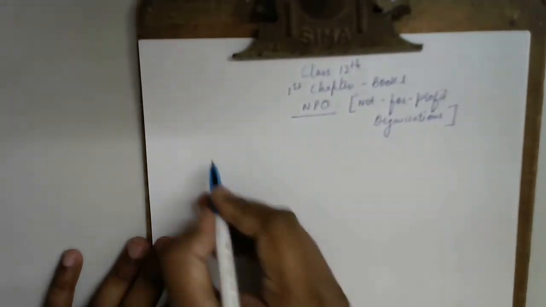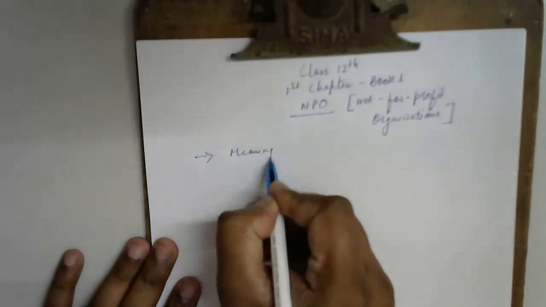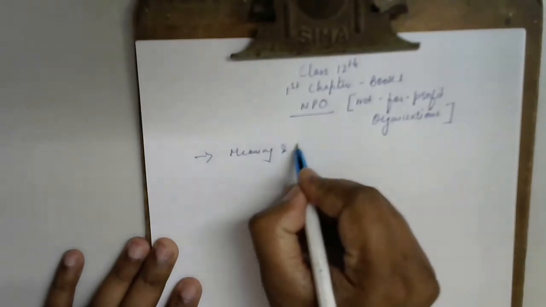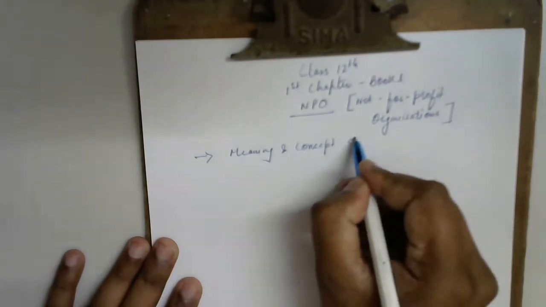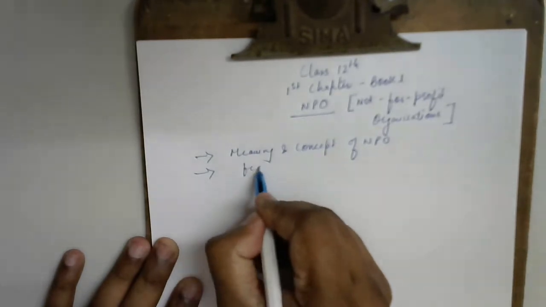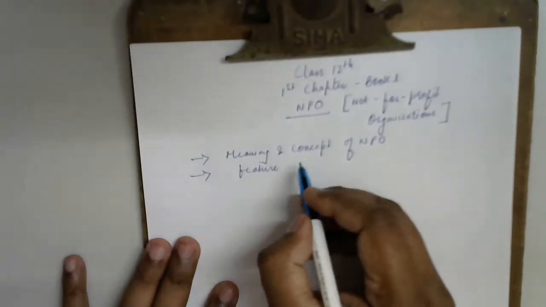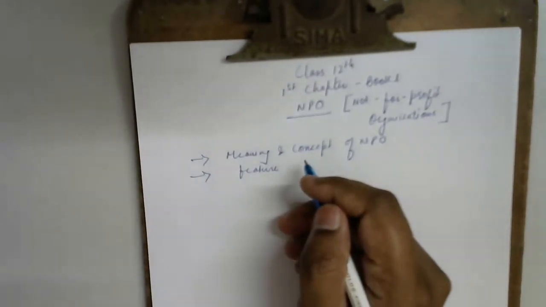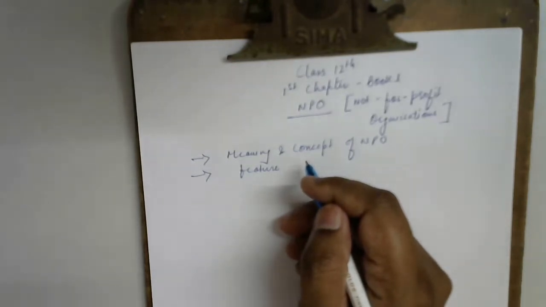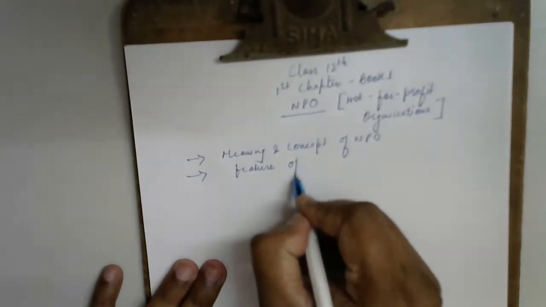I shall cover a few topics, and let's see what those topics are. I'll be discussing the meaning and concept of NPO. Second, I'll be discussing features of NPO. This is one of the best theory questions, and since we also have one marker questions, it comes in the form of a definition, so it would cover this also.